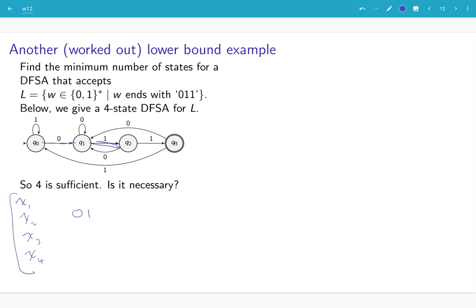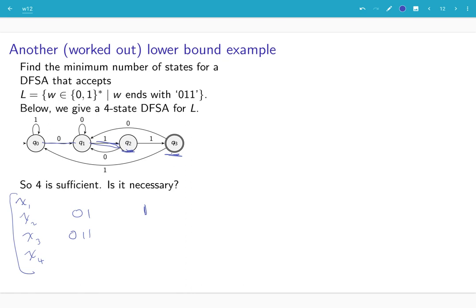And what about the suffix 1? Well, that'll take me to an accepting state, and 0, 1, 1 is a string in the language. Okay, so I've got Q2 checked off. What about Q3? So 0, 1, 1 will take me to Q3.